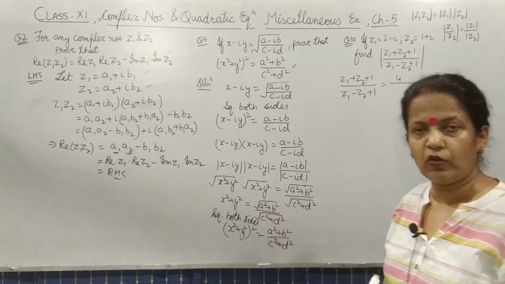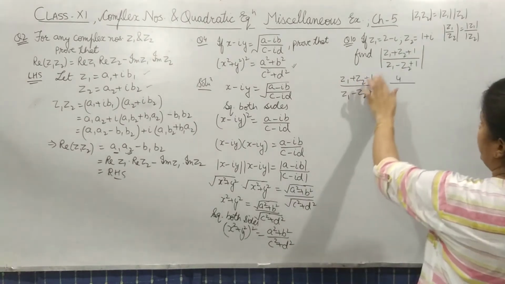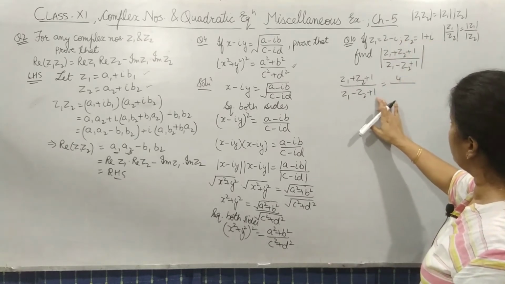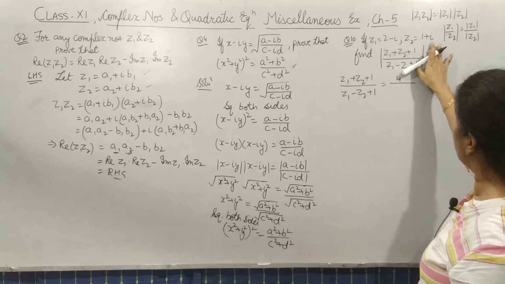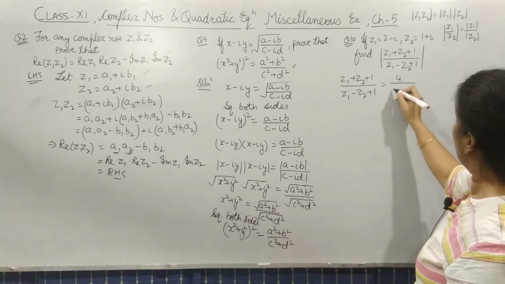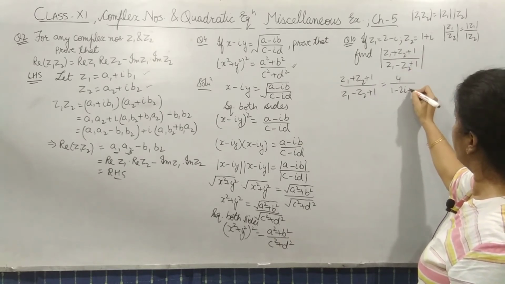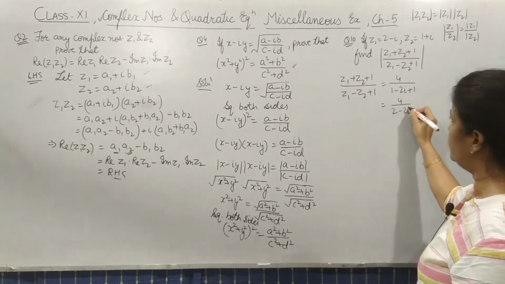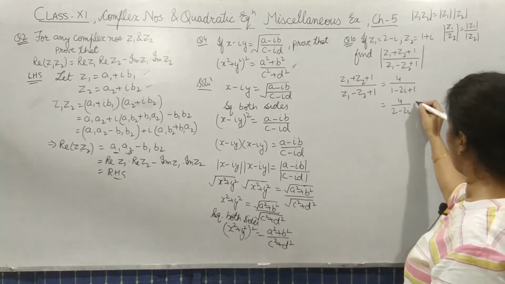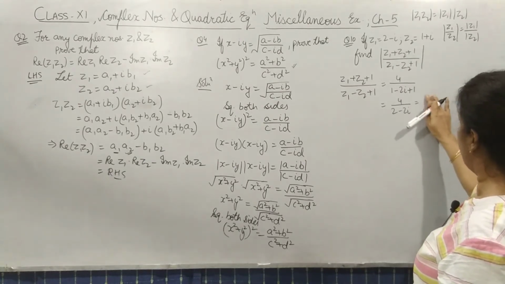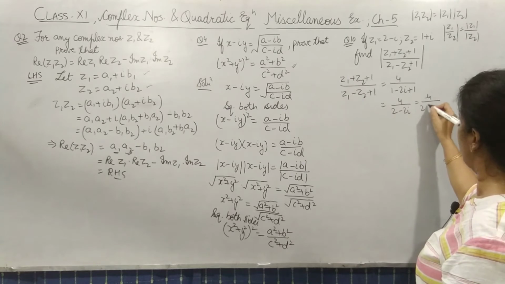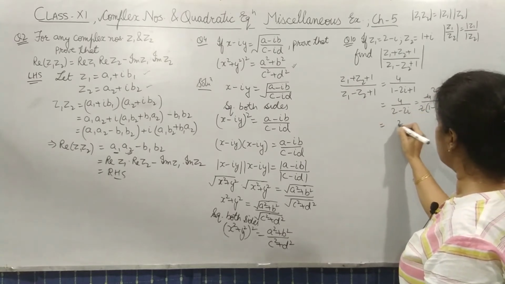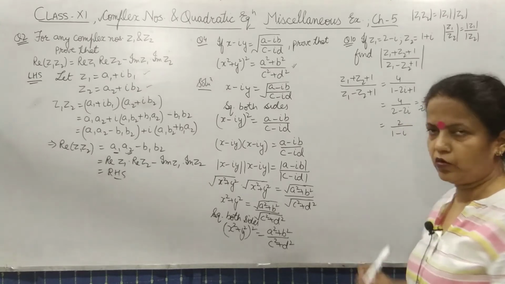After putting its value, substitute the values of z1 and z2 from the given part. Now z1 minus z2 plus 1. So 1 minus 2 iota plus 1. So it will come as 4 upon 2 minus 2 iota. Now take 2 common. You will get 4 upon 2, 1 minus iota, cancel it. So it is coming as 2 upon 1 minus iota.